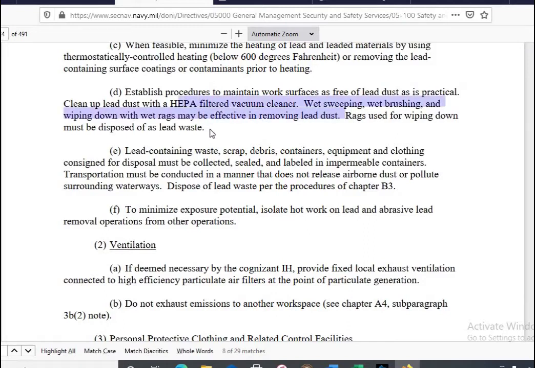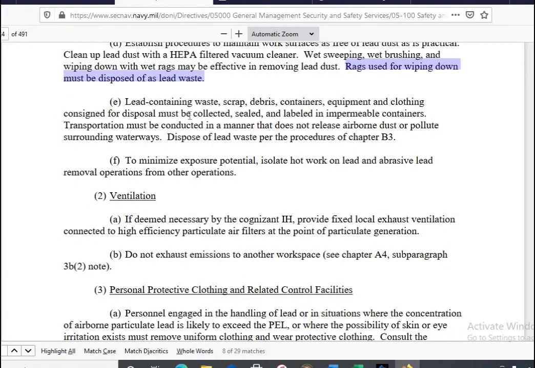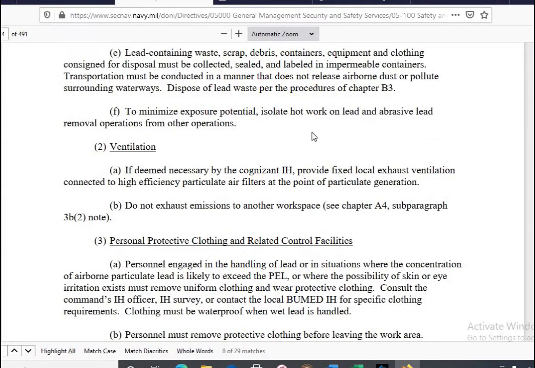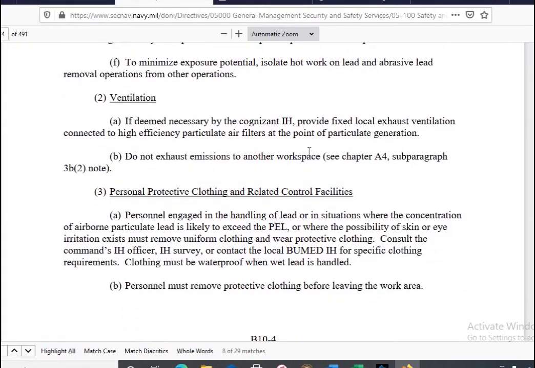Rags that are used for wiping down must be disposed of as lead waste. Wow, tongue twister. So if it's a rag that you're using to wipe down lead stuff, it is considered lead waste. Any lead containing waste must be sealed in impermeable containers. And isolate hot work on lead and abrasive metal. So keep it away from other people.